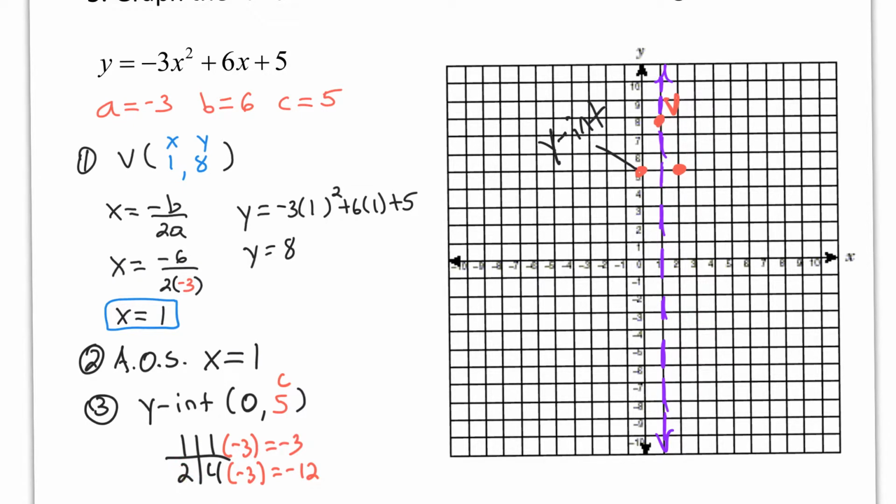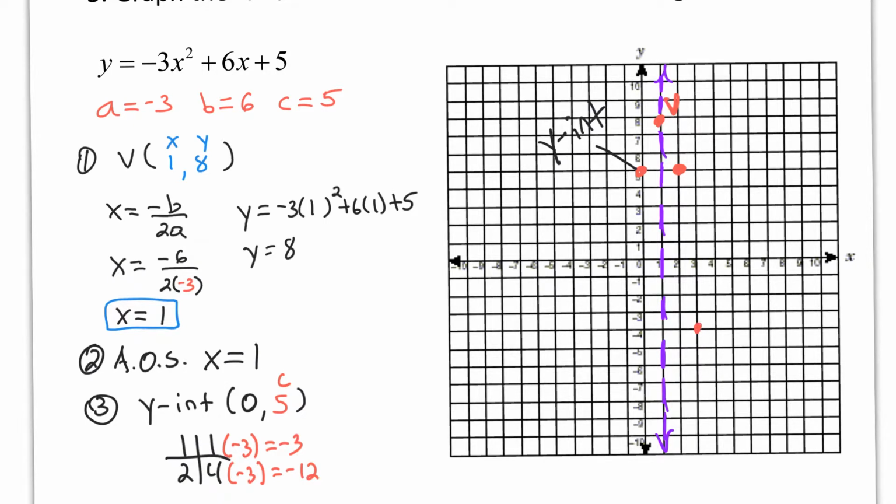2 to the right from the vertex and negative 12 down. So I go 1, 2 to the right, 1, 2, 3, 4. Let me do that again. 1, 2 to the right, then down 1, 2, 3, 4, 5, 6, 7, 8, 9, 10, 11, 12. And I'm going to make a point right here.